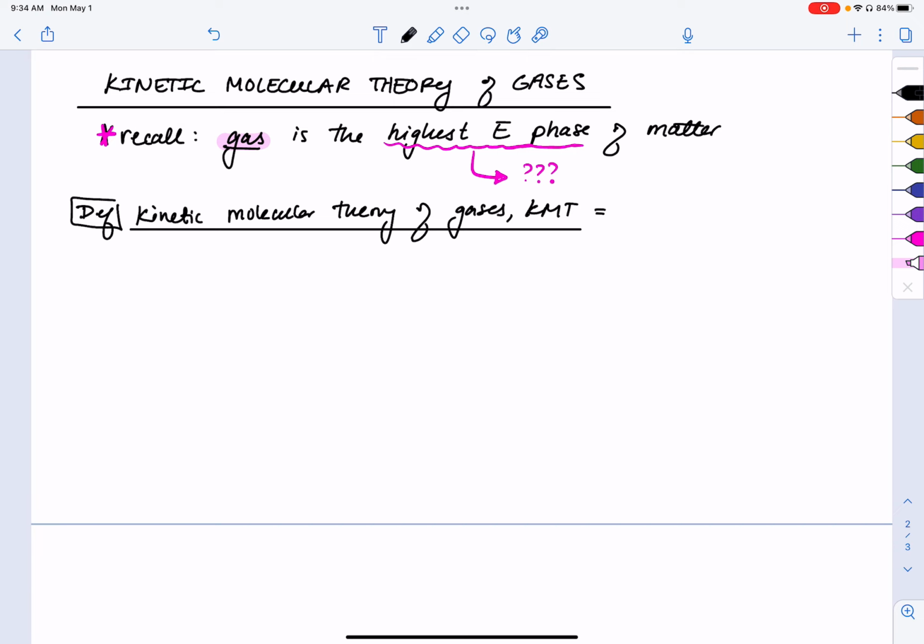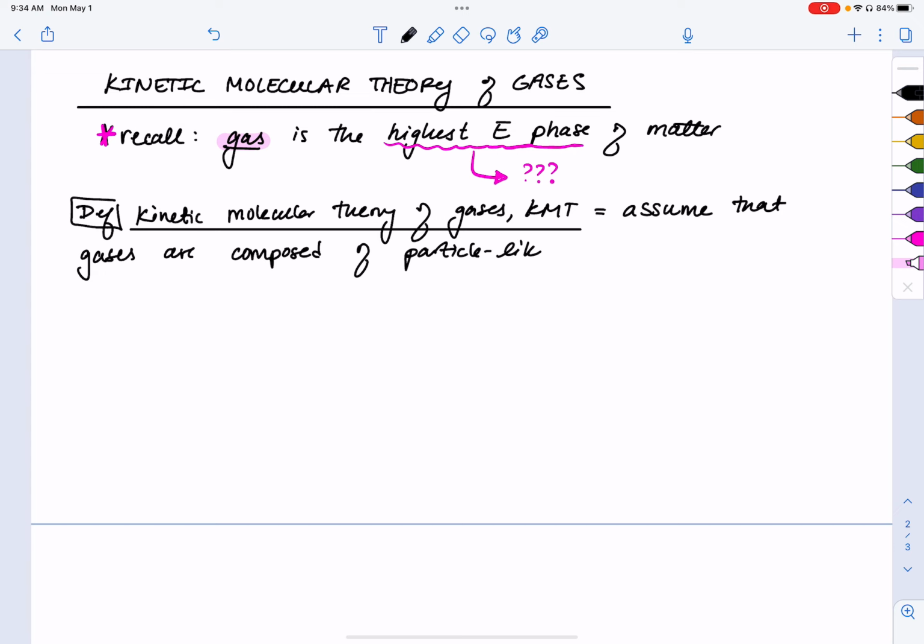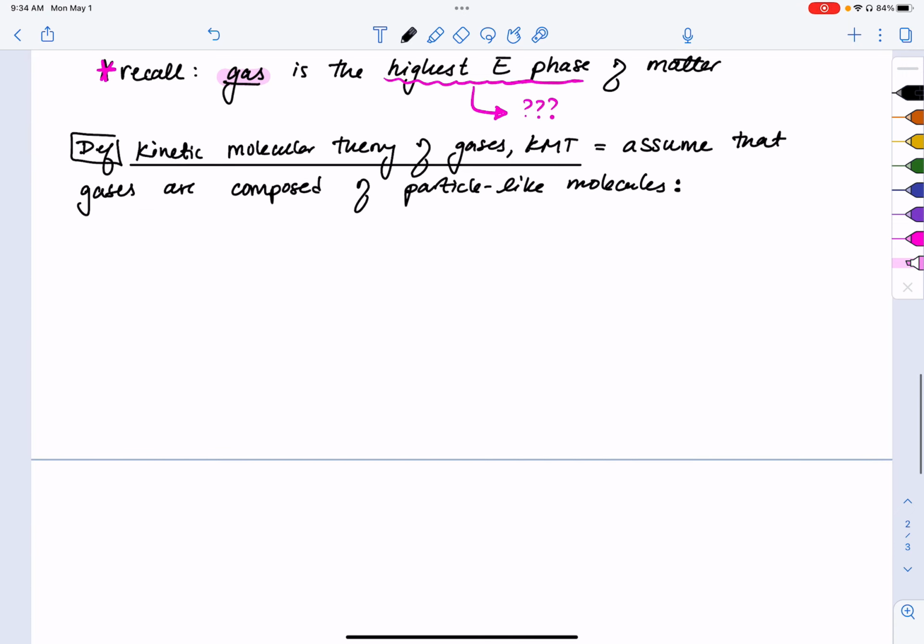However, in the kinetic molecular theory of gases, we are assuming that gases are composed of particle-like molecules. And to you, that just means we don't have to worry about quantum mechanics. We could just imagine this being like little BB pellets or beads or billiard balls. And the assumptions that we make when talking about these little particle molecules are the following.